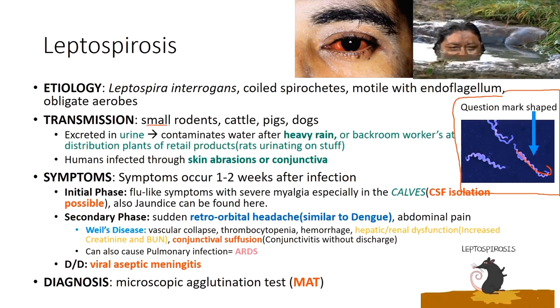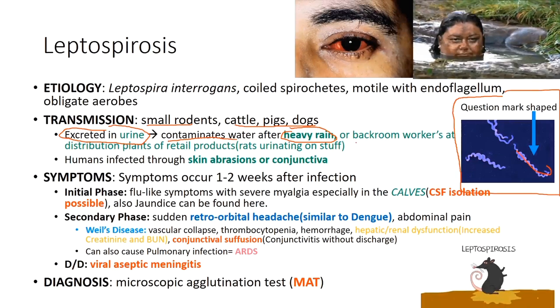Usually you get this from small rodents and cattle, pigs and dogs, and you get it from their urine. How do you get rat or rodent urine on you or pig urine on you? Obviously, if I'm sitting at my house, there's not cattle walking by the window and peeing on me. So how the heck do I get this? So usually you get it from contaminated water after heavy rains. So heavy rain is high yield for remembering this guy.